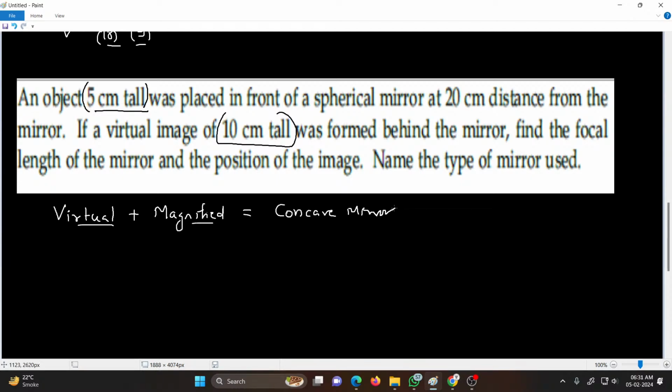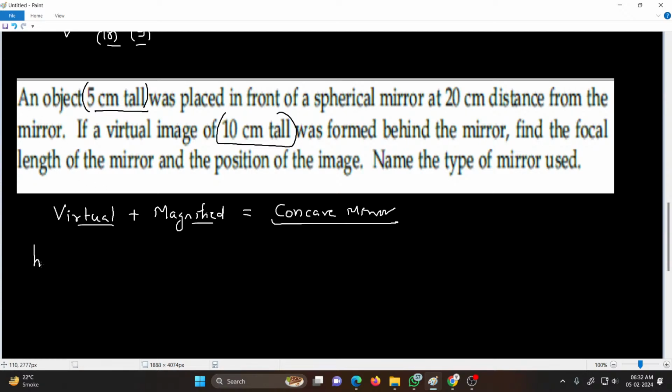Remember, a convex mirror always forms a diminished image. A convex mirror always forms a diminished image. So if the image is magnified and virtual, the mirror has to be a concave mirror. And if the mirror is concave, then its focal length should be negative.